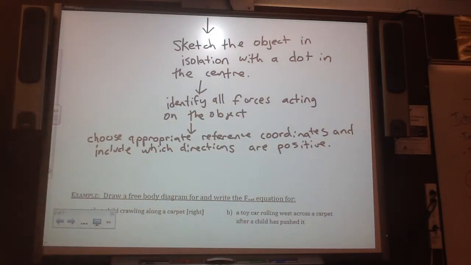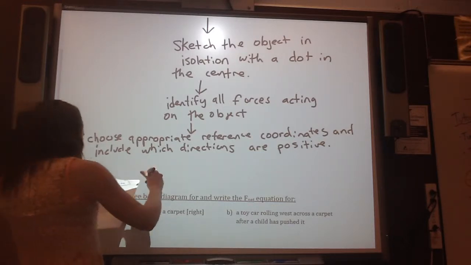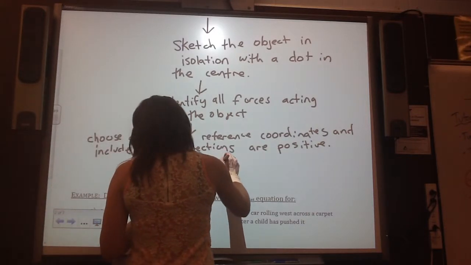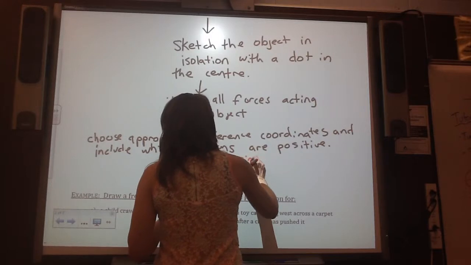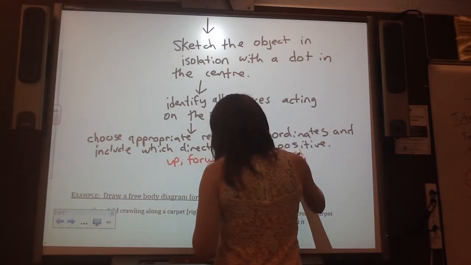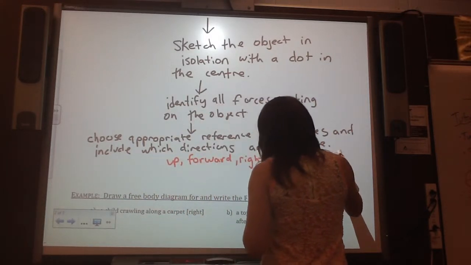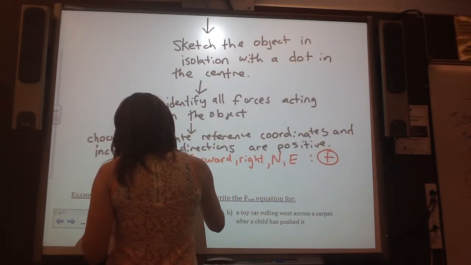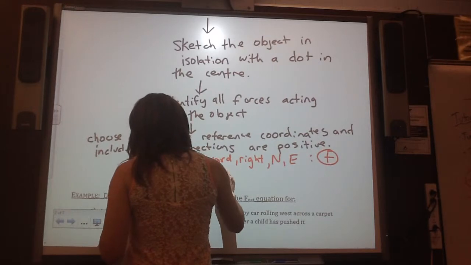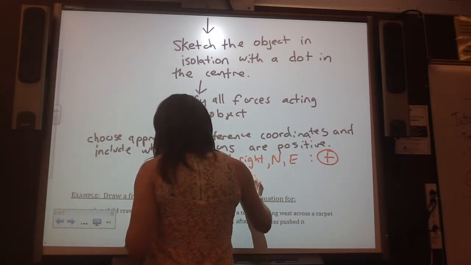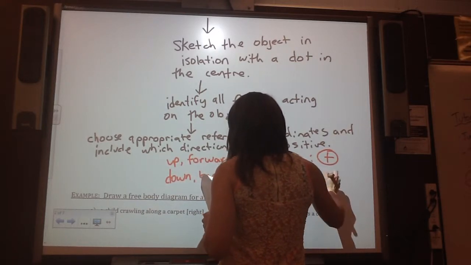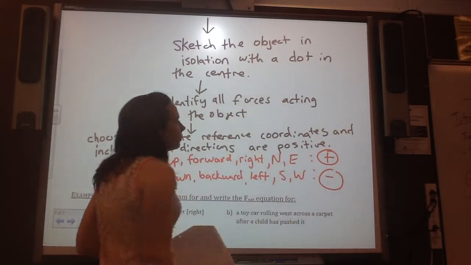So similar to our kinematics unit, we generally assume that things like up, forward, right, north, and east, these are all positive things. Down, backward, left, south, and west. These are all negative things.